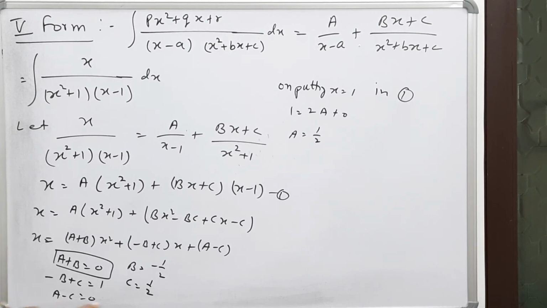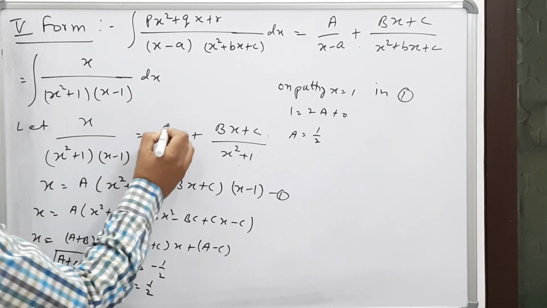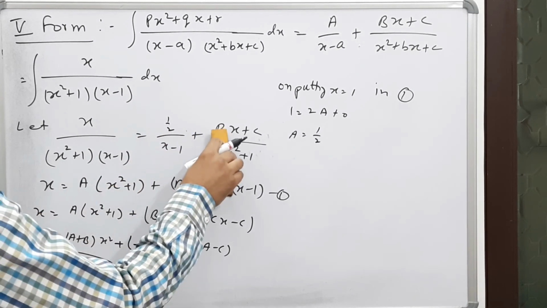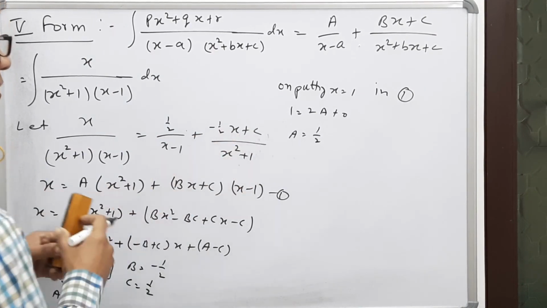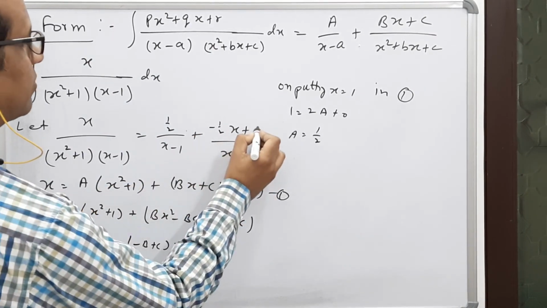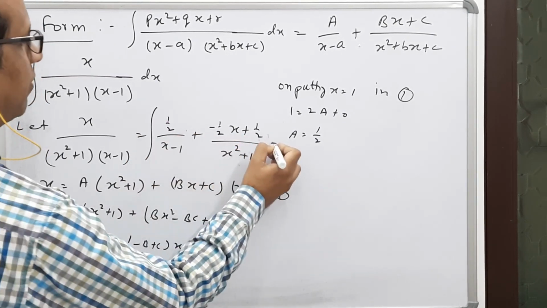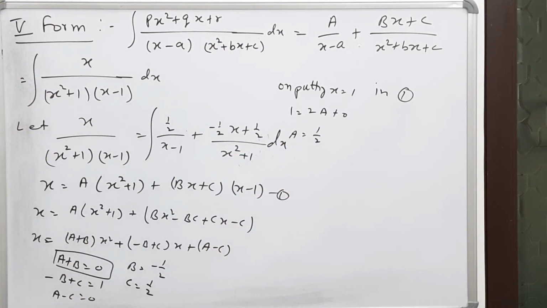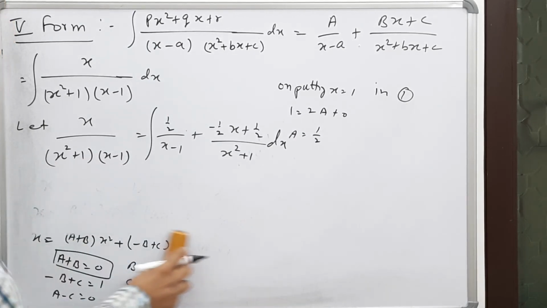Put the value of A here, so C is 1/2. Put the value of A here, so B will be −1/2. And now I am putting these values here. So the value of A is 1/2, the value of B is −1/2, and the value of C is 1/2. Please see this step now. This step is very important. And now we will find the integration part. Please study this part very nicely. In the next step, the main part is to integrate it.